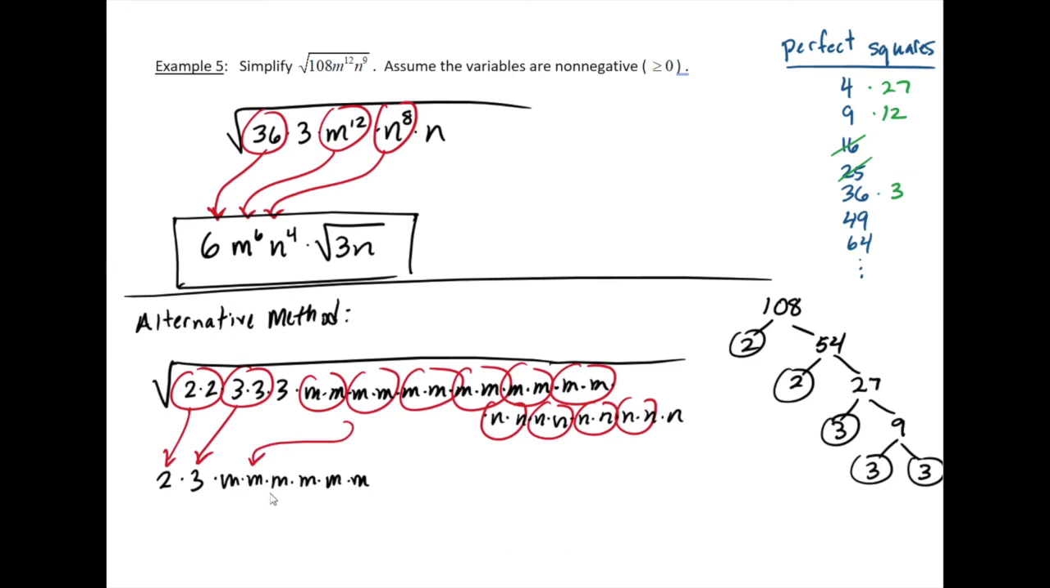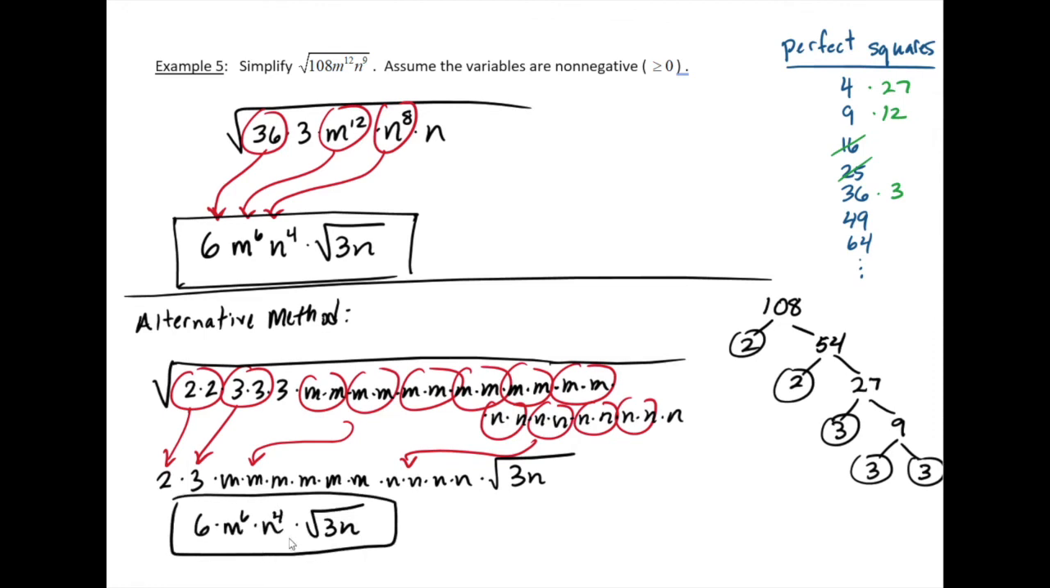Here's our 6 single factors of m, and we have 4 pairs of the factor n. Each of those will come out as a single factor of n. Here's our 4 single factors of n on the outside. On the inside, we're left with a factor of 3 and a factor of n. And when we simplify this, we get 2 times 3, which is equal to 6, m to the 6th power, and n to the 4th power.